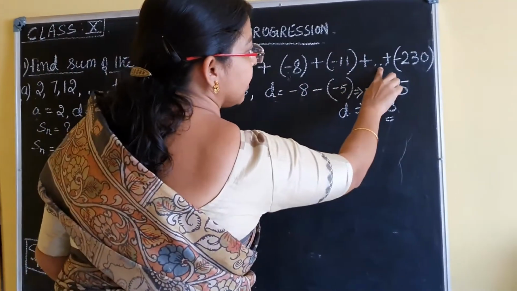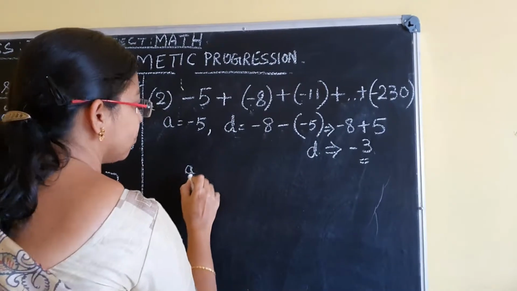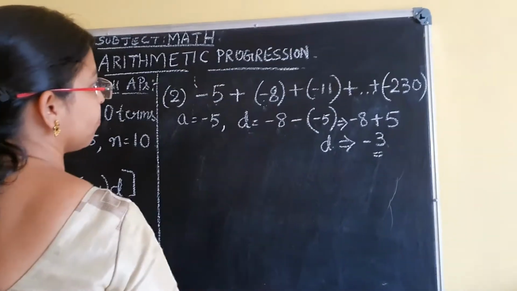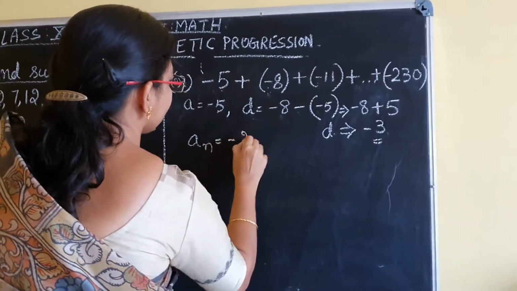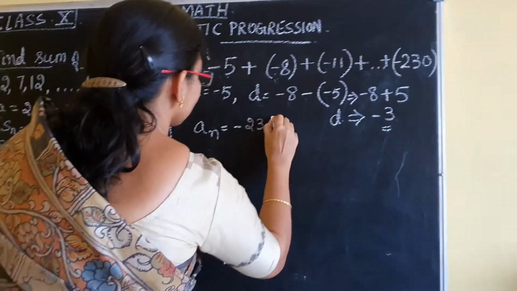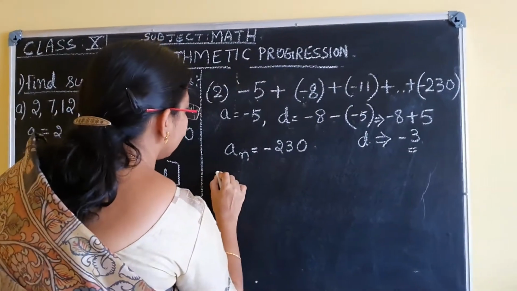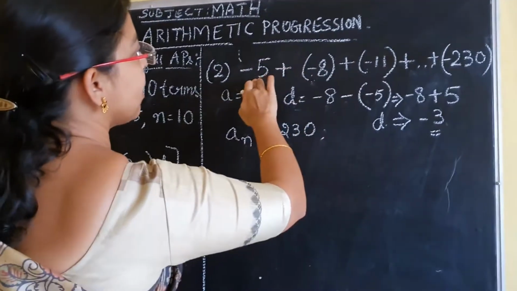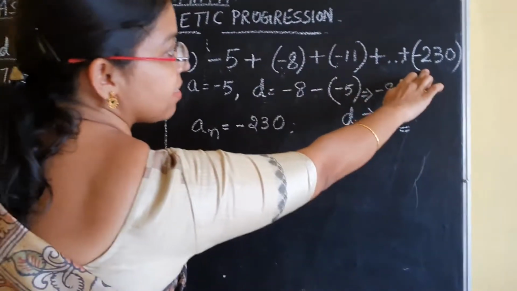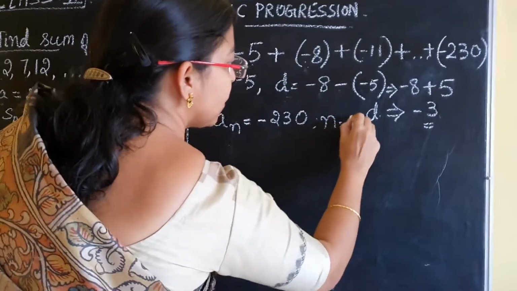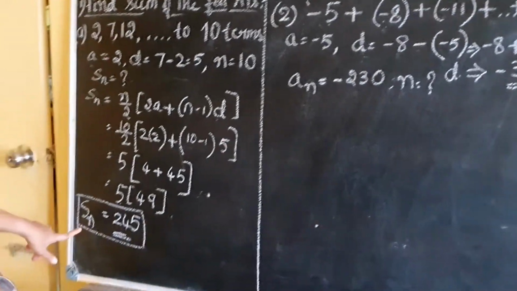I hope you can see the 3 dots here. Okay, that is the last term. They have given the an value. Since you know the an value, we can get the value of n. Here they have given the first term, second term, third term, so we got a and d values, and the last term we don't know the value of n. We put a question mark here. Okay, first we need to get the value of n to solve for Sn.